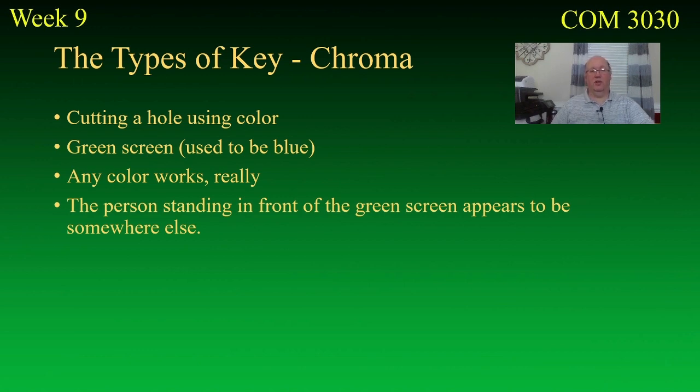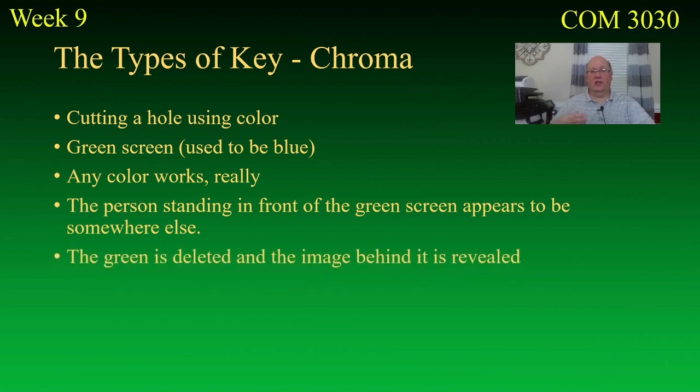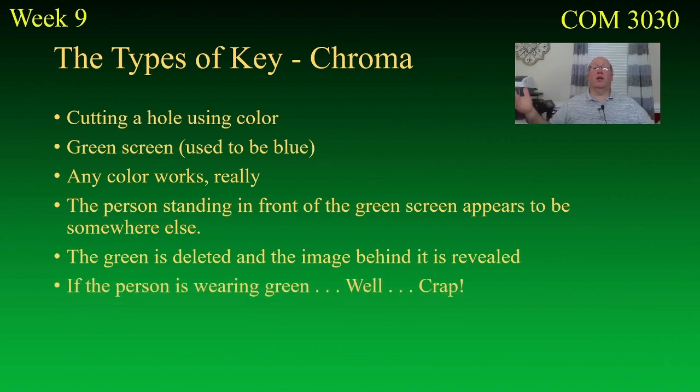And so obviously it's a beautiful piece of technology. It can be overused though. So the green is deleted and the image behind it is revealed. Very commonly used. Now if the person is wearing green, well, crap. You know, if the person's got a green tie, you will see a hole in their chest. If a person has a green hat on, the top of their head's going to be cut off or something like that. And of course, you have people doing this deliberately. If you're doing a puppet show, you may wear a green suit and you can talk to these puppets that you're literally controlling, and that works out quite well. And so the possibilities are endless.